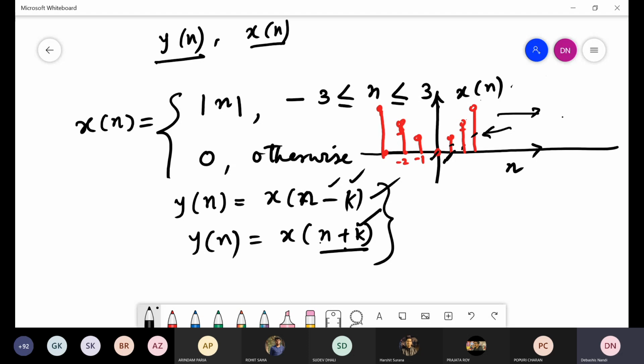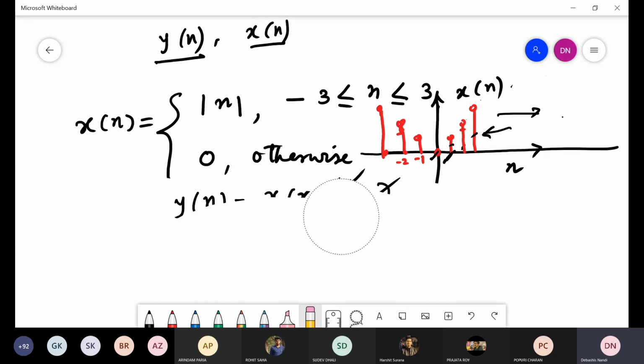And this is called k-sample delay. This is called k-sample advanced system. Okay. Now, for another system, I am giving another example here.